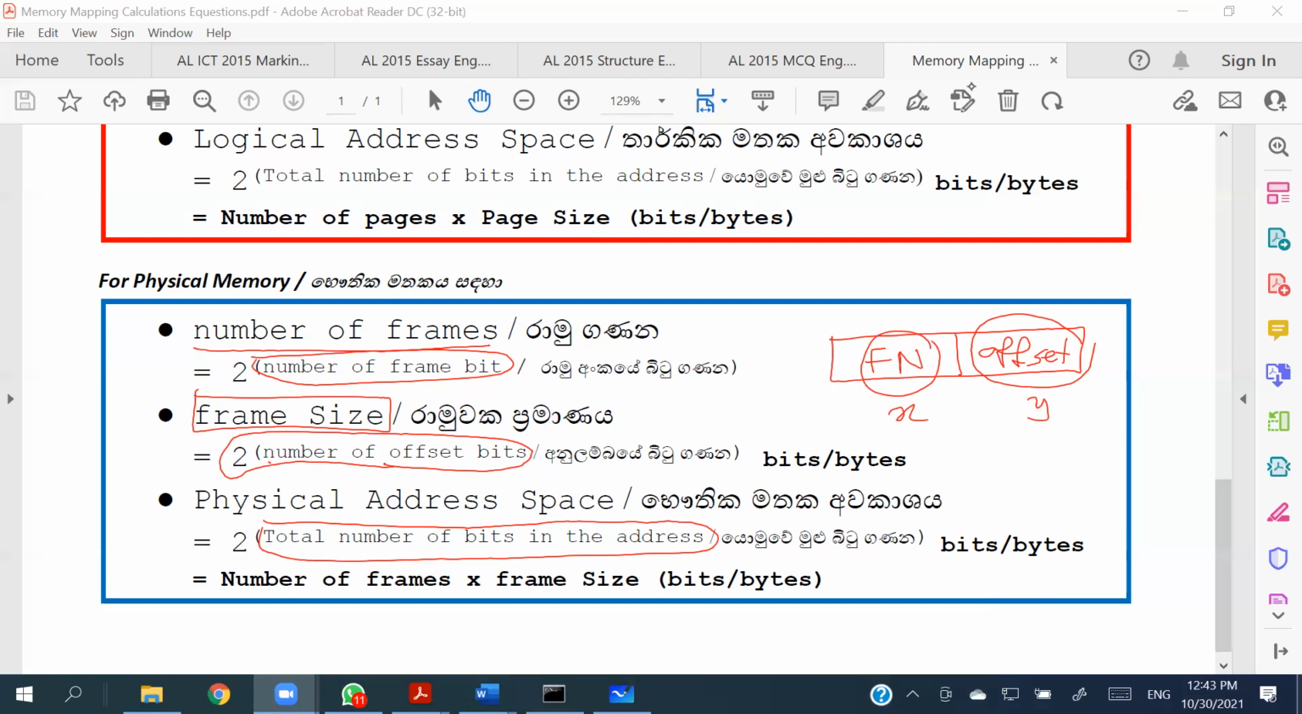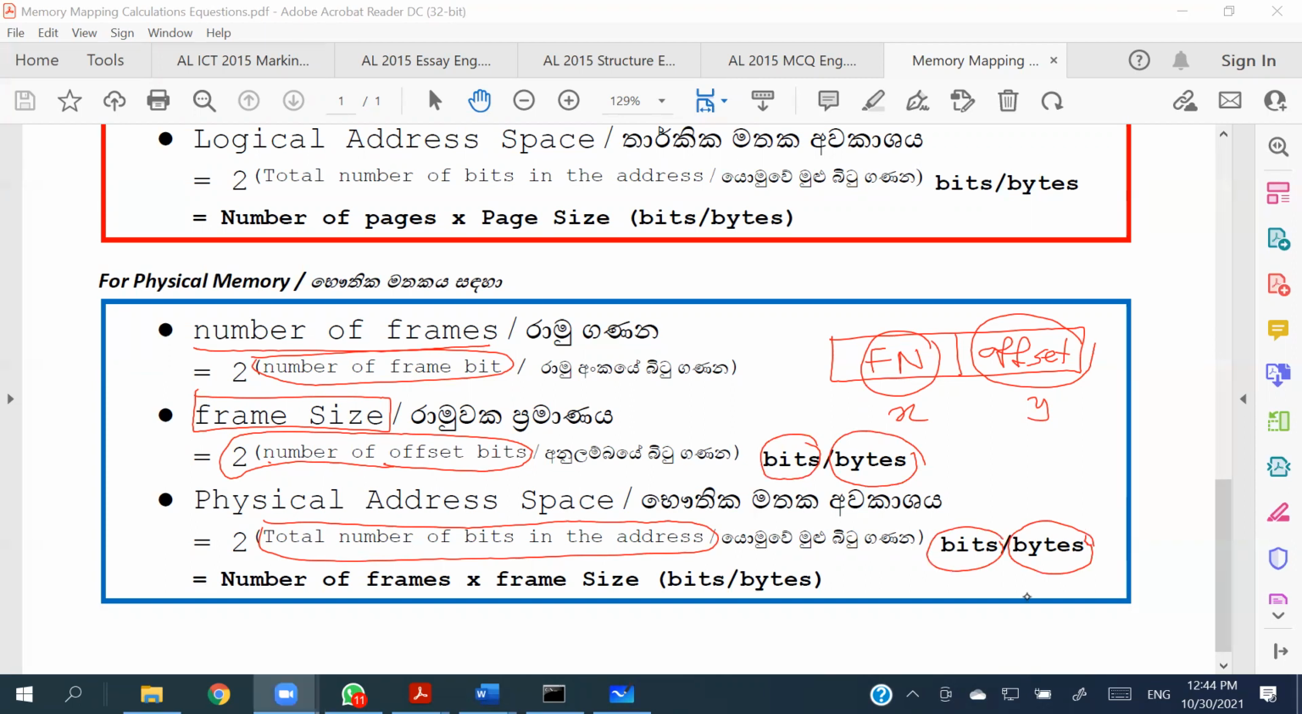Right. Great. Okay. And be careful about the units. In the question, you should be told what kind of addressing mode this physical memory is using. If it is bit addressable, your capacities are coming in bits. If it is byte addressable, your capacities are coming in bytes. Right? Okay.